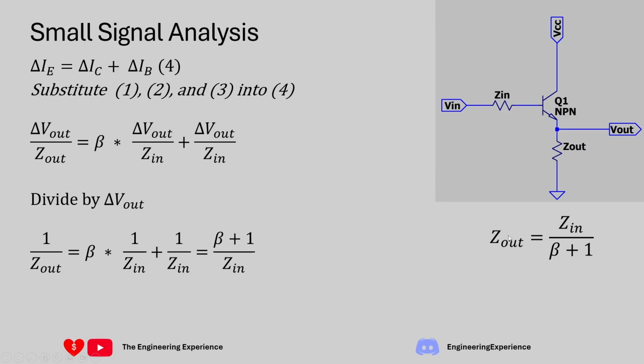Now to get to the equation that the question has asked us, we basically need to get to Z out, not 1 over Z out. So if we rearrange the equation, we get Z out is equal to Zin divided by beta plus 1. So that is a solution to this question.